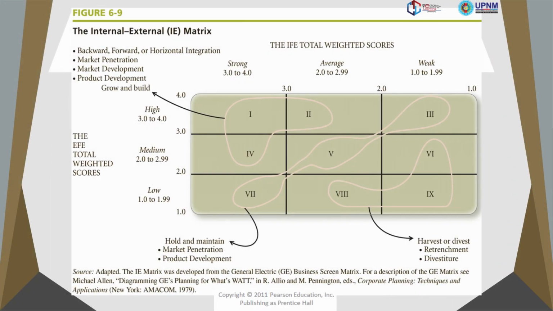This matrix shows the EFE total weighted scores versus the IFE total weighted scores. As we said before, divisions 1, 2, and 4 can be described as grow and build. Divisions 3, 5, and 7 can be managed best with hold and maintain strategies. Divisions 6, 8, or 9 should use harvest or divest strategies.